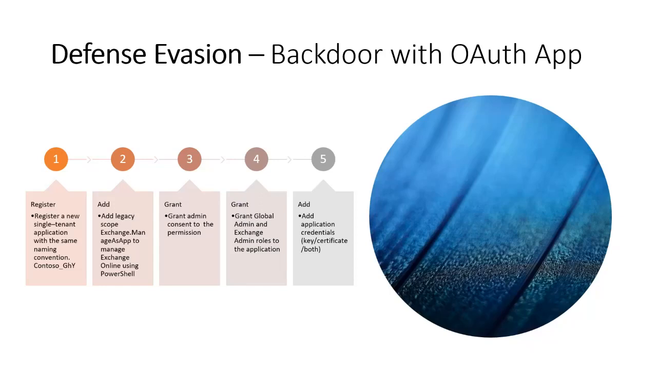Because the permissions are requested and needed, they use this type of grant. And then, in addition to the consent type of permissions, they also add the application to some further administrative roles. And at last, they add credentials. So the application becomes a new identity in the victim organization and can be used when needed.